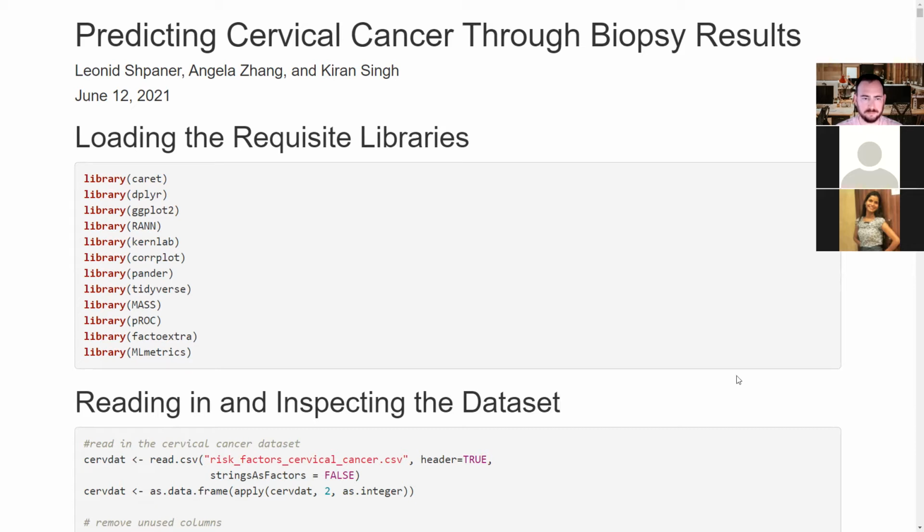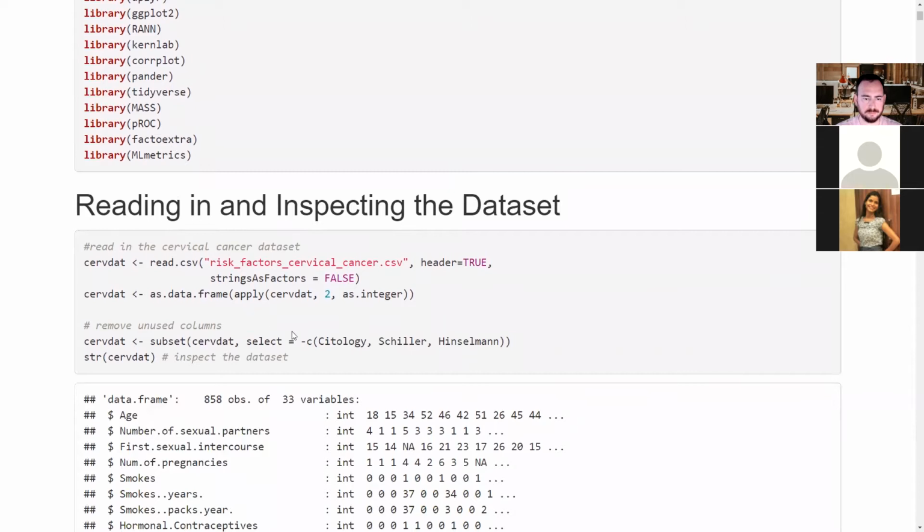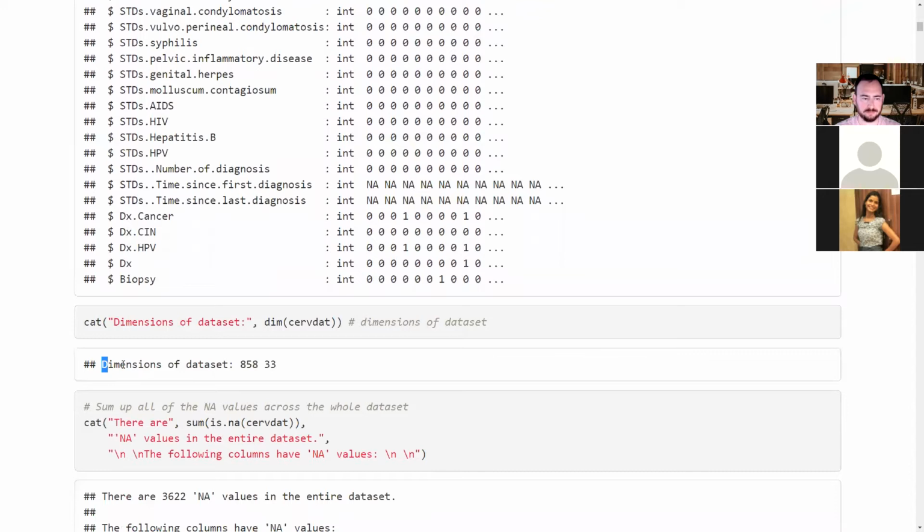So starting off the project, we load the data set in the format of a CSV, and we removed 3 columns off the bat. We lacked domain expertise on the subject, so in order to yield better results, we ended up just removing them completely. Once we did this, we were able to look at the dimensions of the data set, and we were looking at 858 rows and 33 columns.